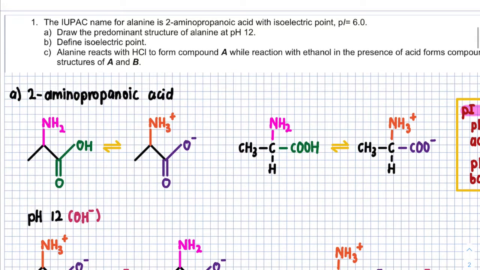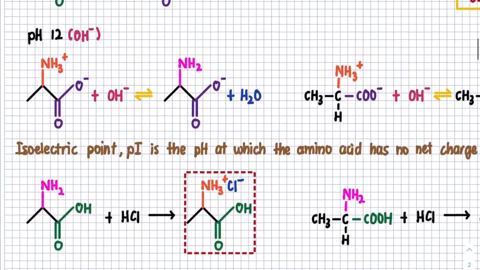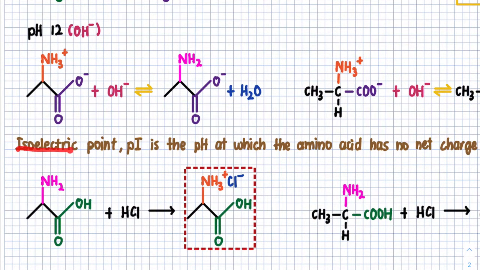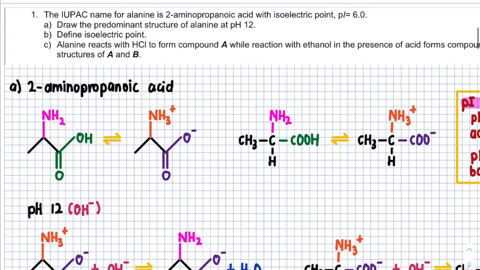The second question is to define isoelectric point. Isoelectric point is your Pi. Here is the definition, which is available in your notes as well. The isoelectric point Pi is the pH at which the amino acid has no net charge. Why do we mention it has no net charge? Because here it is positive 1, here it is negative 1, so the total is 0. It has no net charge. So that's the definition.